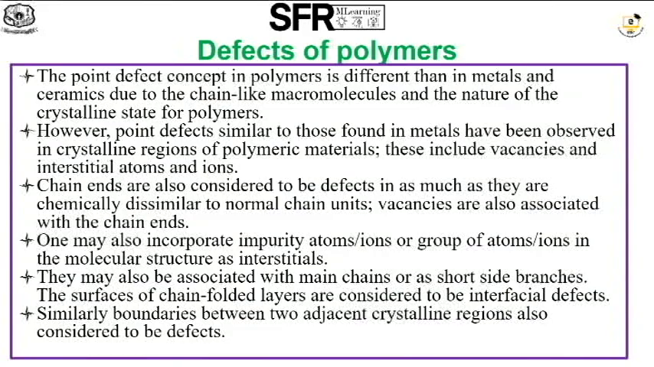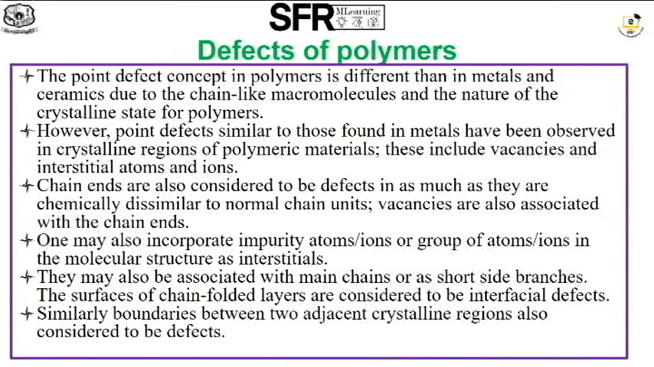Next, we can see about defects of polymers. The point defect in polymers is different from that in metals and ceramics due to chain-like macromolecules and the nature of the crystalline state for polymers. However, point defects similar to those found in metals have been observed in crystalline regions of polymer materials. These include vacancies and interstitial atoms and ions. Chain ends are also considered to be defects inasmuch as they are chemically dissimilar to normal chain units. Vacancies are also associated with the chain ends.